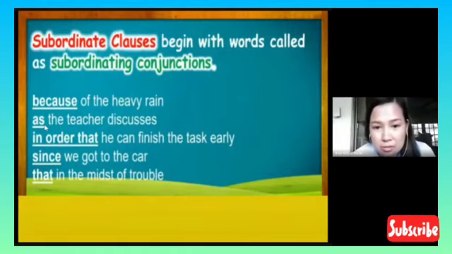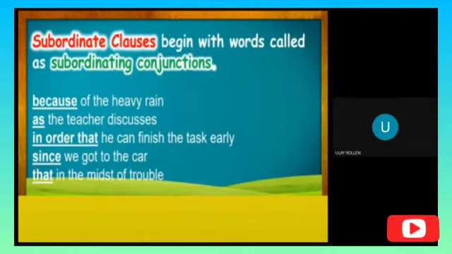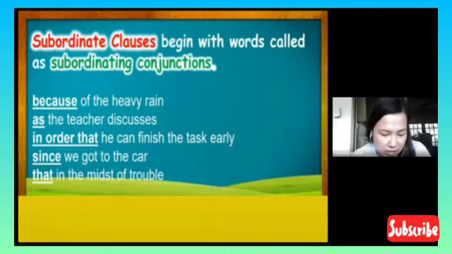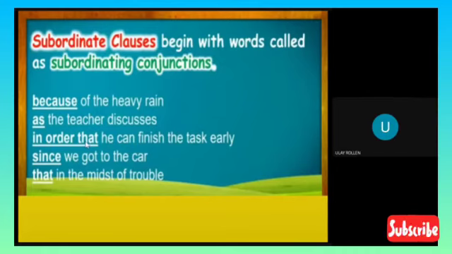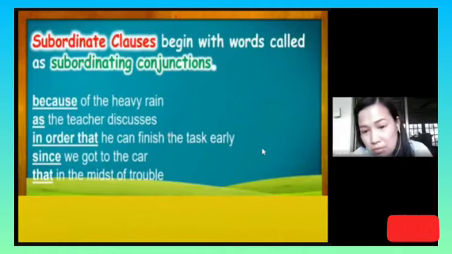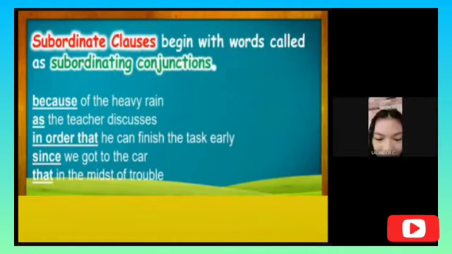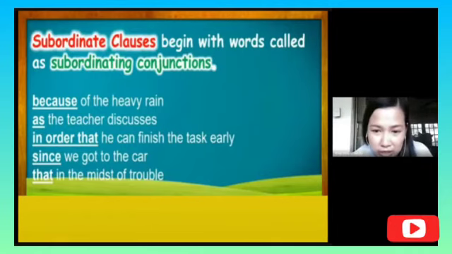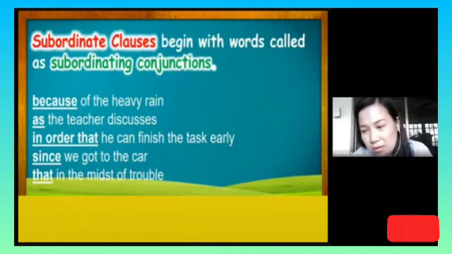Okay, next, as the teacher discusses, ano nangyari? Ano ginawa niyo? So I learned lesson. Okay, as the teacher discusses, everyone is listening to learn, di ba? Next, in order that, ibig sabihin ng in order that, para, ganon. In order that he can finish the task early, anong dapat niyang gawin? Para matapos siya ng maaga. Studied well. Okay, in order that he can finish the task early, he needs to study very well.